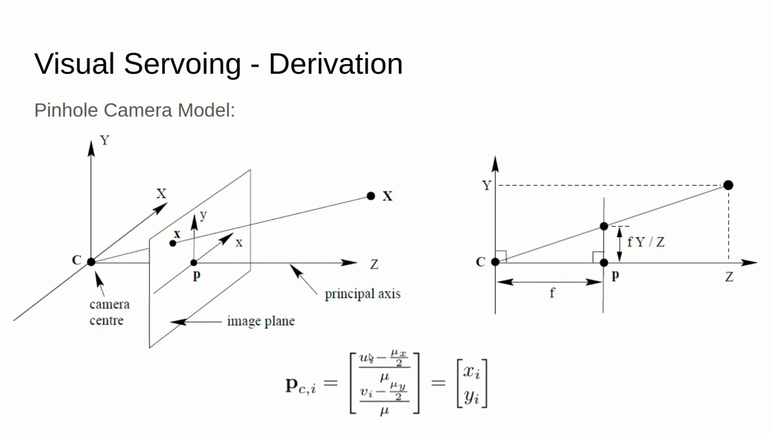And so we can convert our discrete pixel coordinates into this continuous space that we use for visual servoing by simply translating from the top corner to half of the image in each direction, subtracting that off, and then dividing by the pixels per meter to put that into a meter format instead of a pixel format. And then we get these xi and yi coordinates for a given feature.